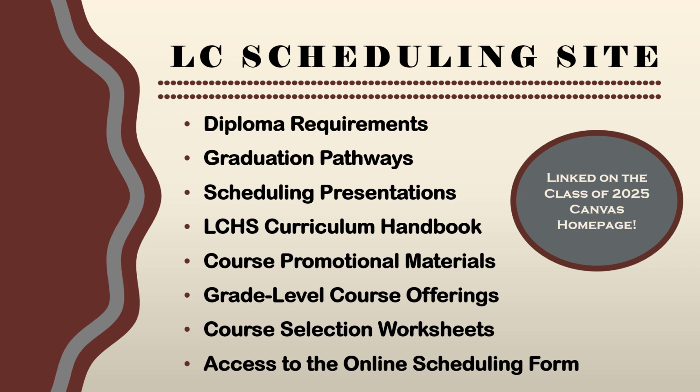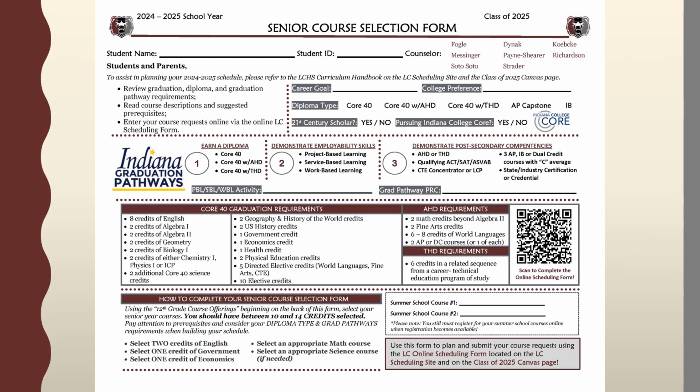The link to the LC scheduling site is located on your Class Canvas homepage and will also be placed on the LC website. First, let's take a look at your course selection form. You will use this form to review diploma requirements, graduation pathways requirements, and build next year's schedule. Make sure that you print your first and last name as well as your student ID and indicate who your school counselor is. Letting us know what your plans are after graduation will help facilitate your one-on-one individual scheduling meeting with your counselor and ensure that you've chosen the best courses to reach your post-secondary goals.